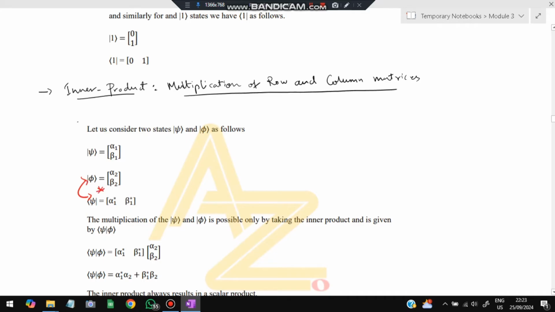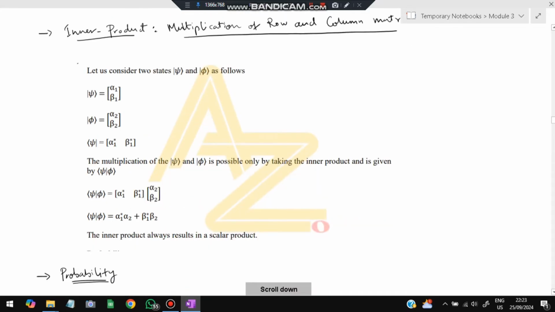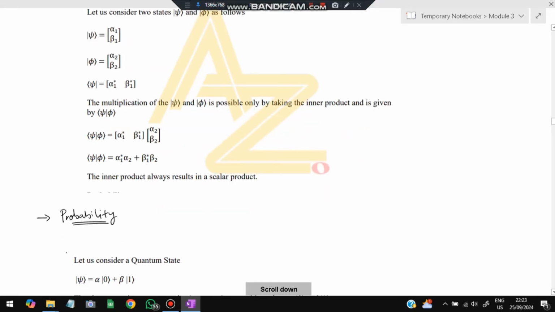When we multiply these two and expand it, we get alpha 1 star alpha 2 plus beta 1 star beta 2. Okay, so the inner product will always result in a scalar. This is a very important observation.